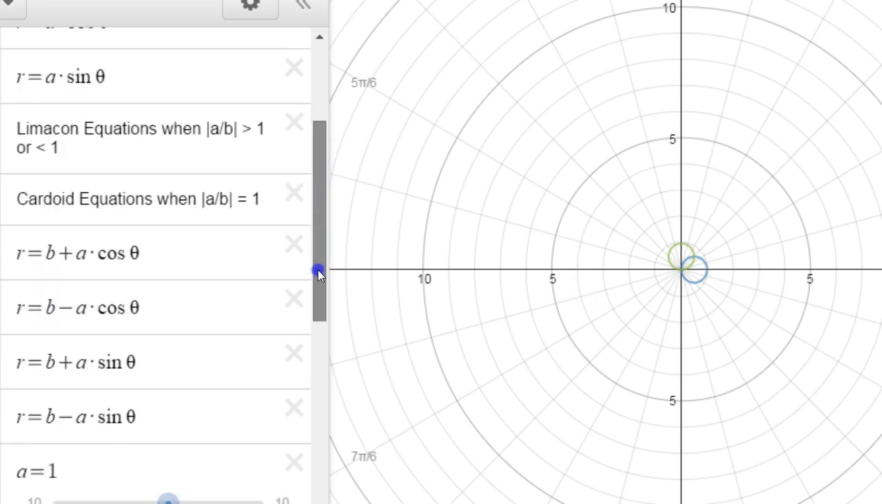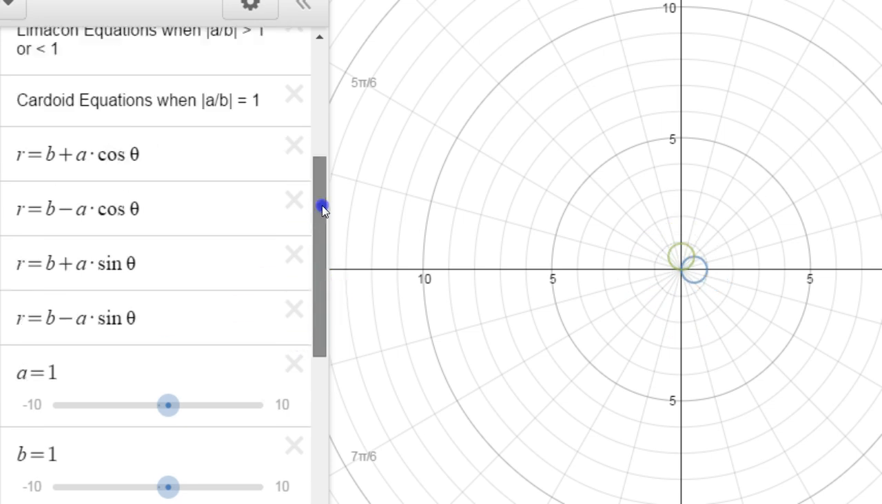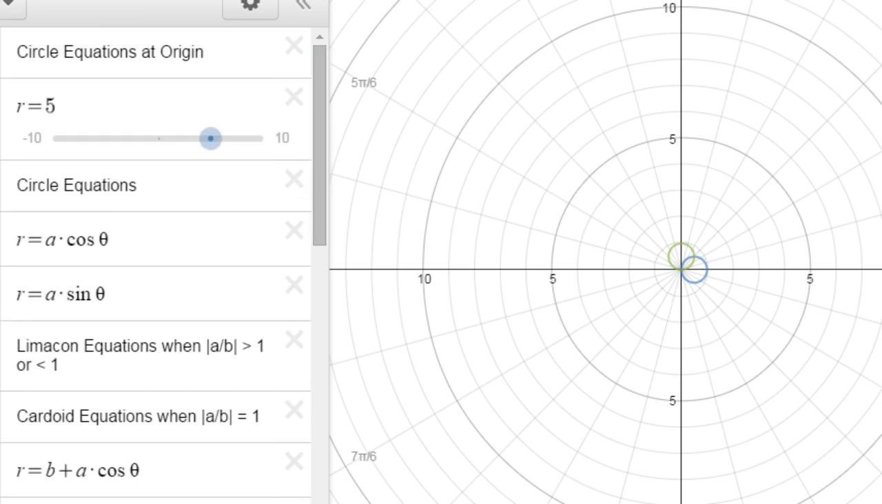Okay, now let me scroll down to where we get a. There we go. Okay, so if we make a bigger, obviously the graph grows bigger. Now if we make them negative, they go in the other direction. Okay, so let's go back to 1. Okay, so those are the circle equations right there.